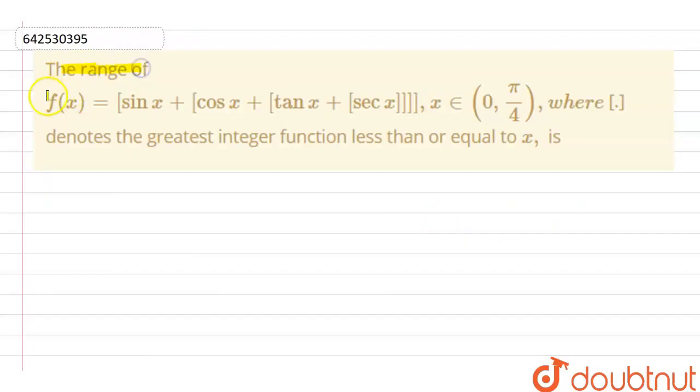Hello everyone, in this question we need to find the range of the function, and the function is greatest integer of sin x plus greatest integer of cos x plus greatest integer of tan x plus greatest integer of sec x, and the whole greatest integer. Now x belongs to 0 to pi by 4, right?